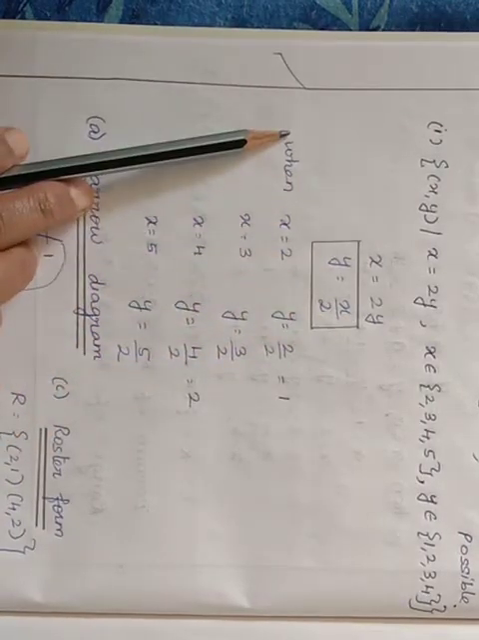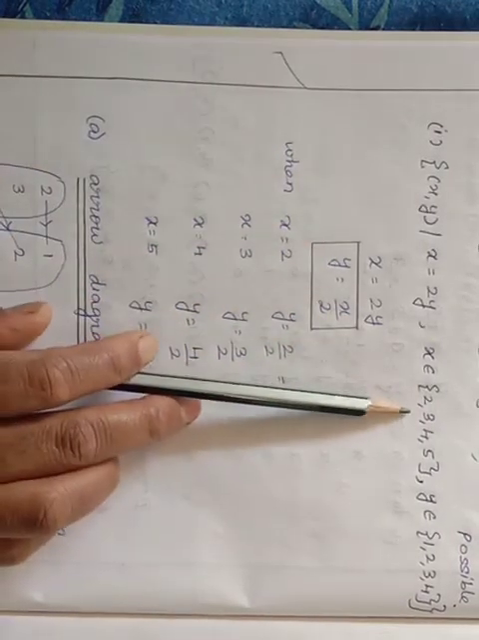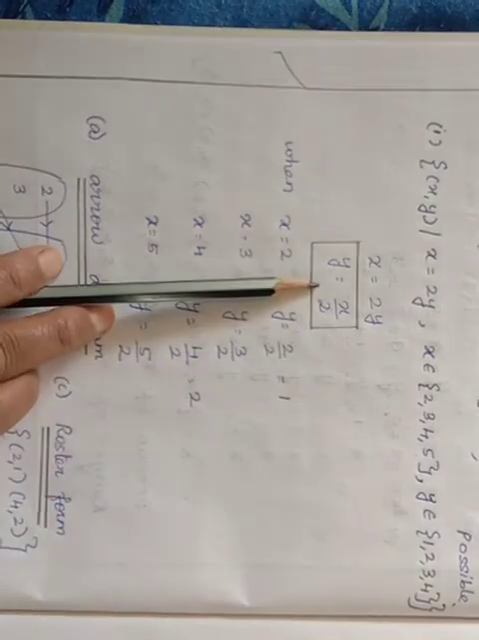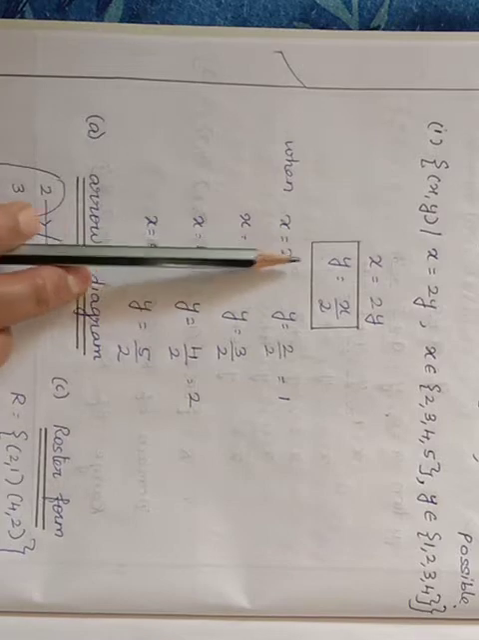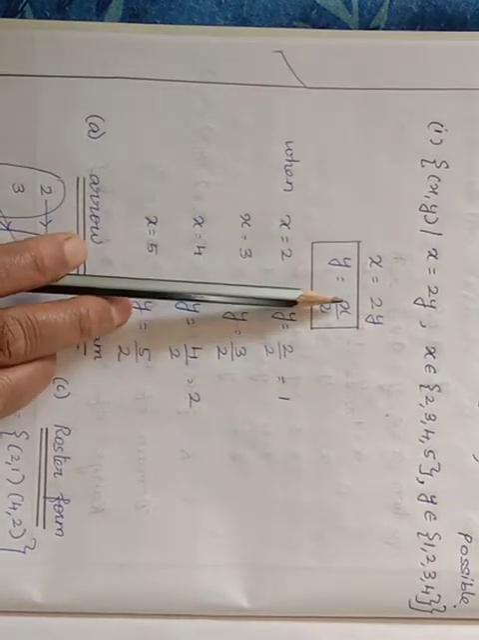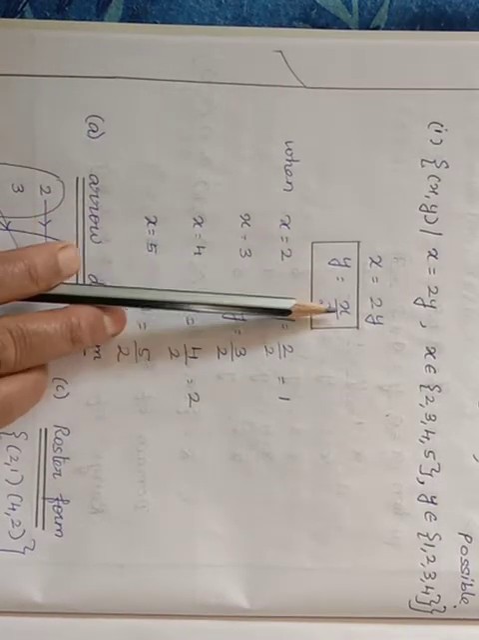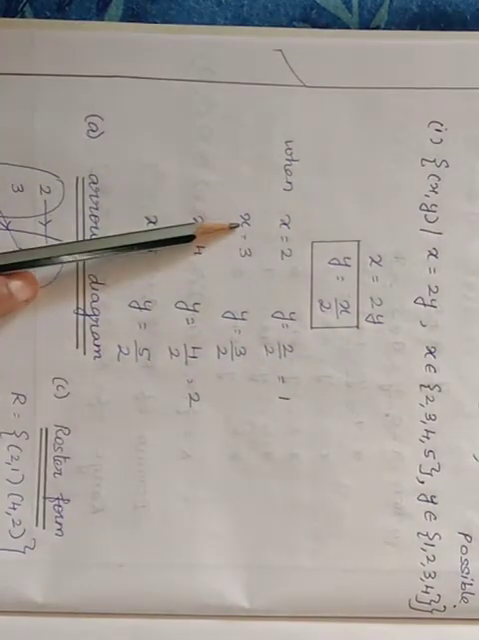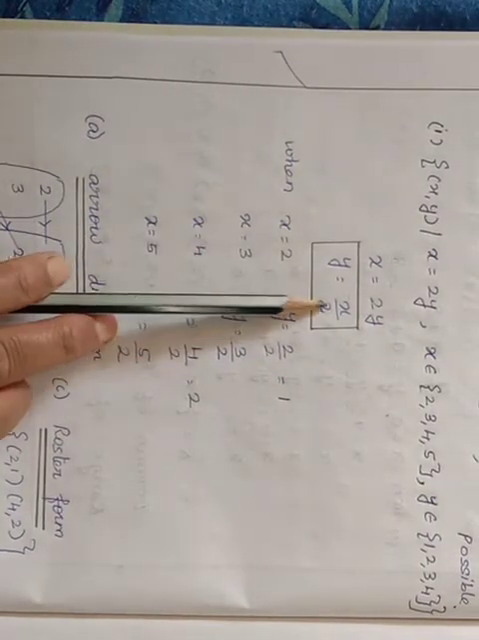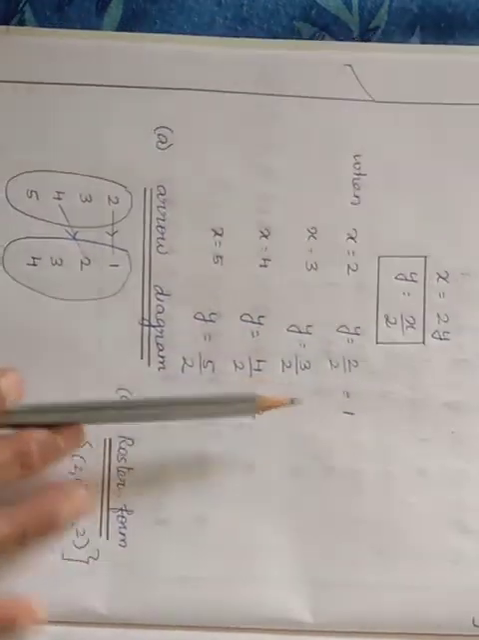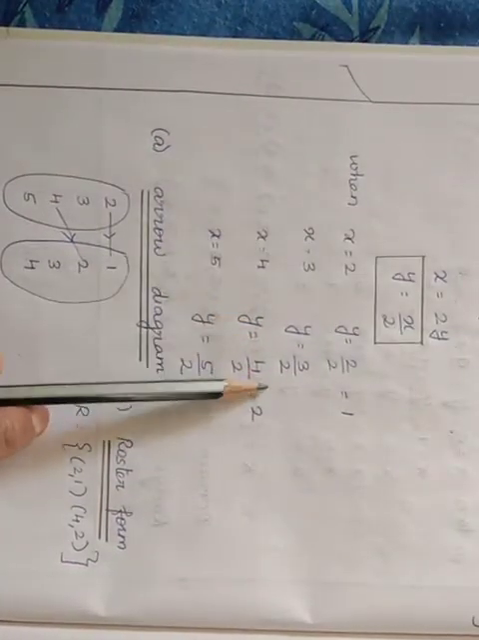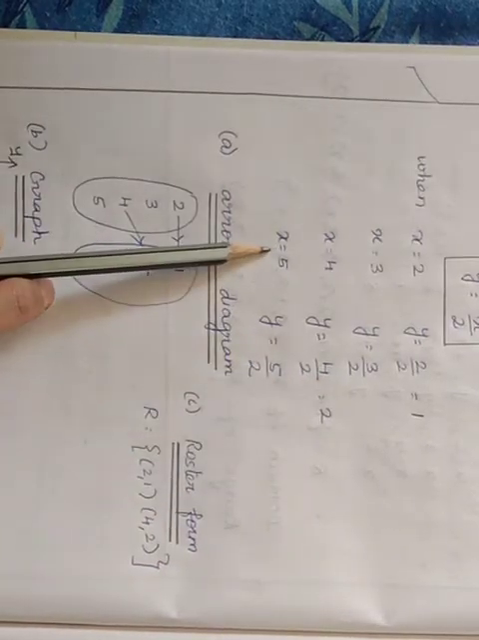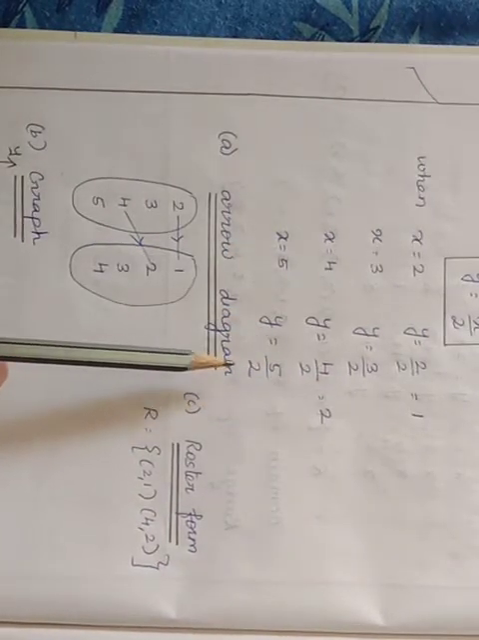Now we'll substitute the values of x. The x values 2, 3, 4, 5 we should substitute one by one in this equation. When x equals 2, y equals 2 divided by 2, which is 1. Next x equals 3, so y equals 3 by 2. Next x equals 4, y equals 4 by 2, 2 divides 4 two times. Then x equals 5, y equals 5 by 2.